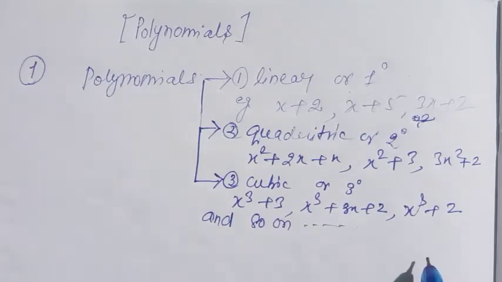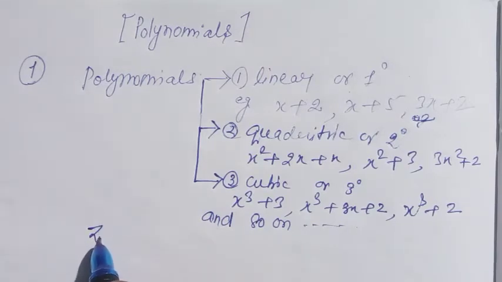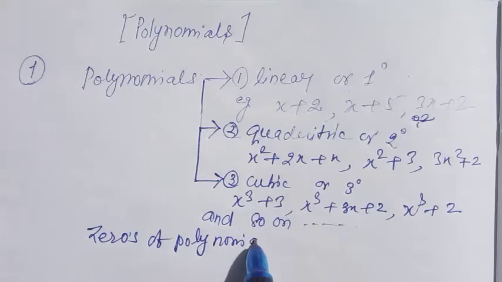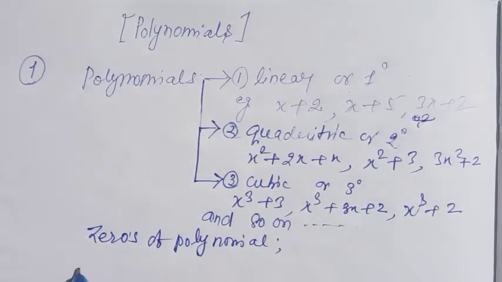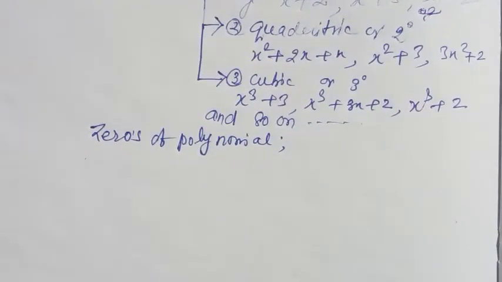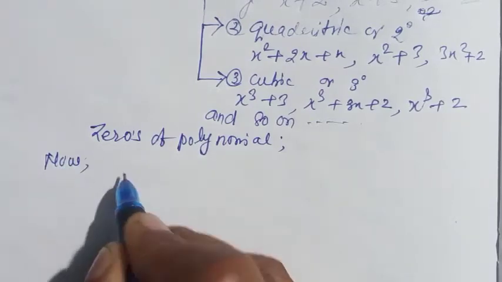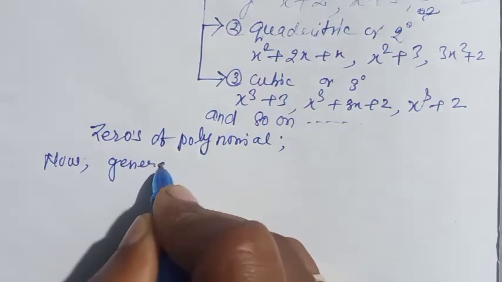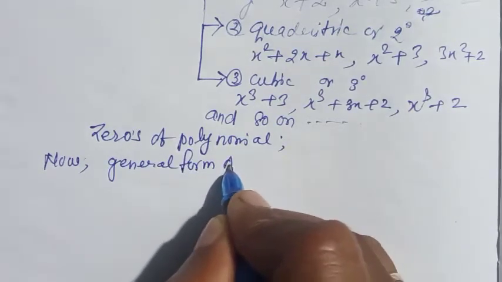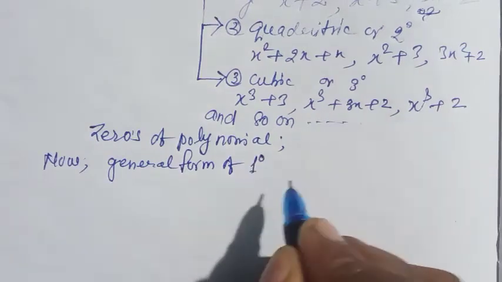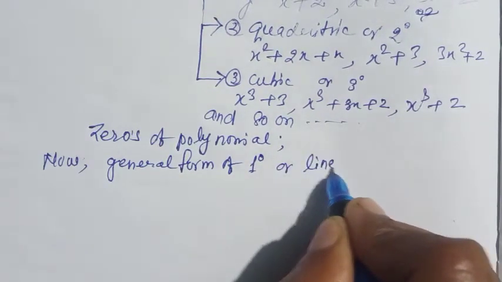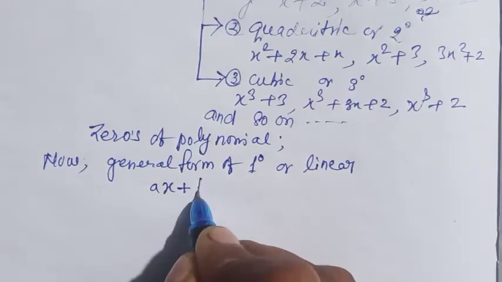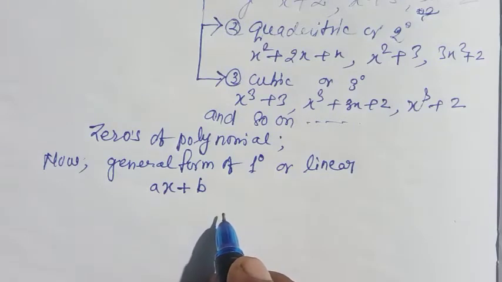Next part of polynomial is zeros of polynomial. So, general equation. Now see general form of 1 degree, or we can say linear. What is that linear then? ax plus b. This is your linear.